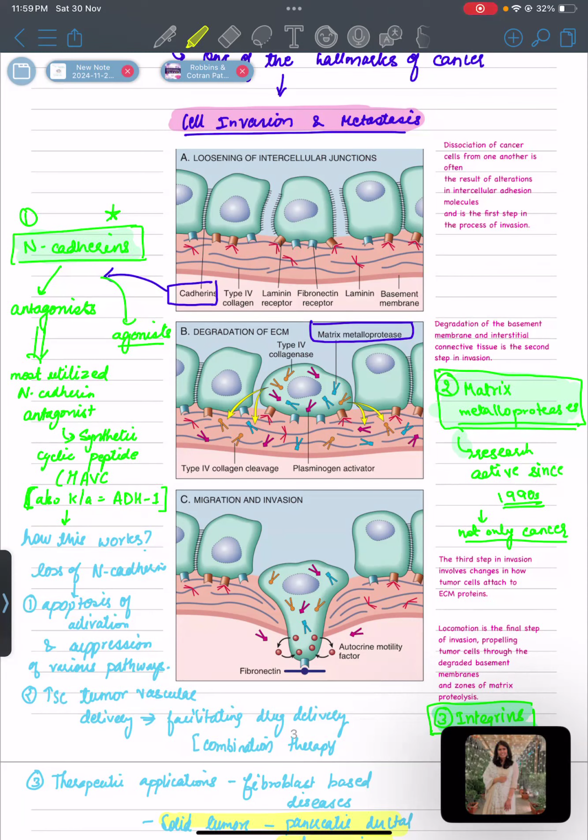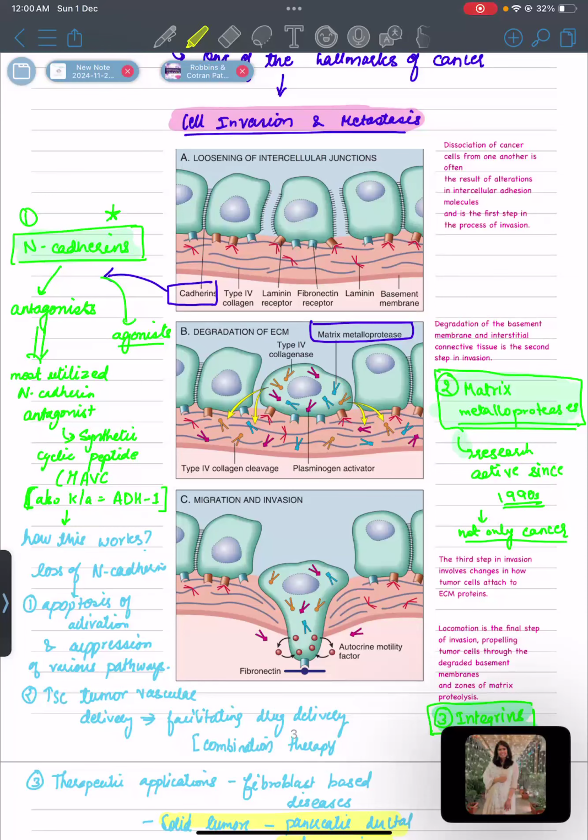And one family which we're going to extensively study in pathology is E cadherins. It's a major cadherin of epithelial cells. It also acts as a tumor suppressor by maintaining cell adhesion and preventing metastasis. So blocking E cadherin function increases cell invasiveness, while reintroducing E cadherin can reduce invasiveness. So this is the first step in cell invasion.